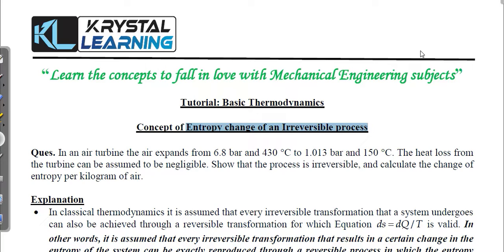With that, we will be able to see the concept, how it is utilized. So the question says, in an air turbine, air that can be treated as an ideal gas or perfect gas expands from 6.8 bar, 430 degree centigrade to 1.013 bar and 150 degree centigrade. Then it says the heat loss from the turbine can be assumed to be negligible, so that the process is reversible. We have to show that the process is irreversible and calculate the change of entropy per kilogram of air. So the first task is to show that the path is irreversible.